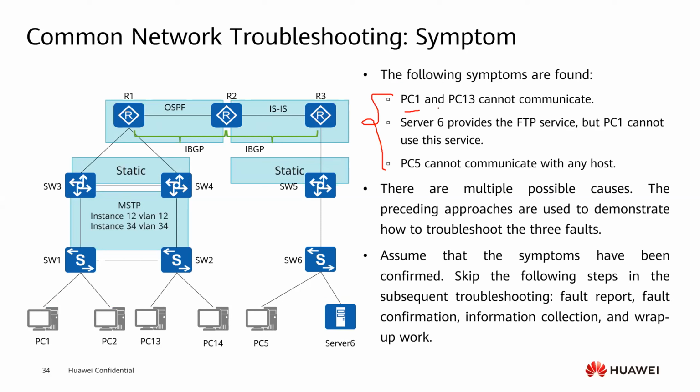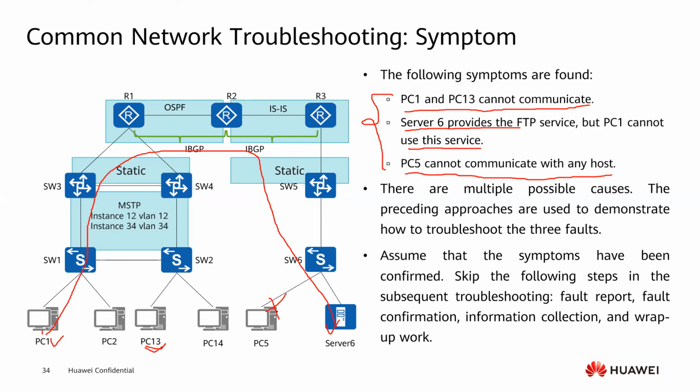Okay, we have three faults. First is PC1 and PC13 can't communicate. The second problem is server 6 provides FTP, but PC1 can't use this service. That means PC1 can't communicate with server 6. Third is PC5 can't communicate with any host.